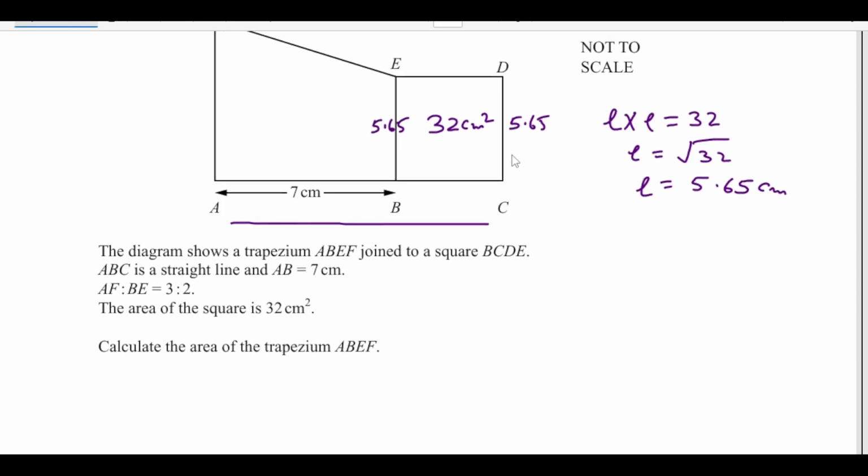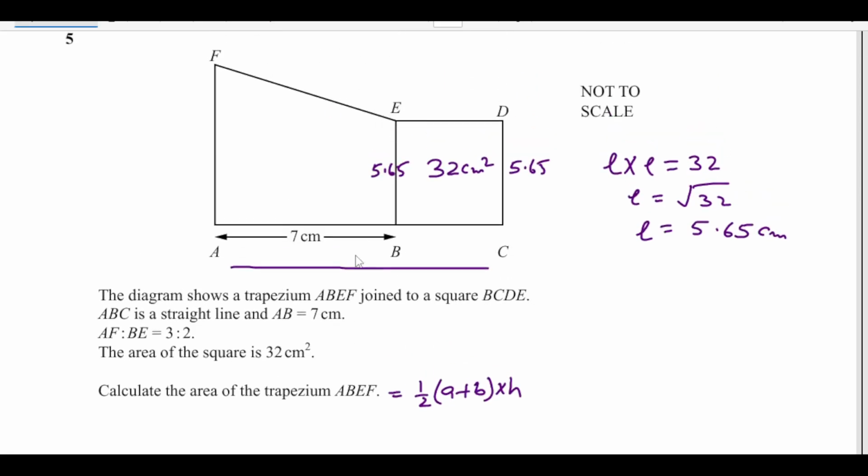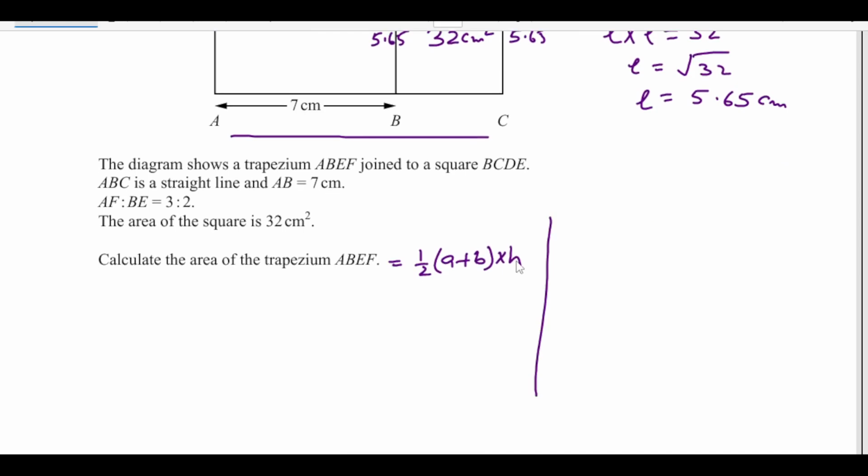Now, we are looking for the area of the trapezium. We know the formula for the area of a trapezium is half times (a plus b) times the height, where a and b are the parallel sides. These two sides are parallel, and this becomes the height. So, we have this side, but we do not have this side, but we are given the ratio. To find this side, we have the ratio AF over BE equal to 3 over 2. This is what we are given here.